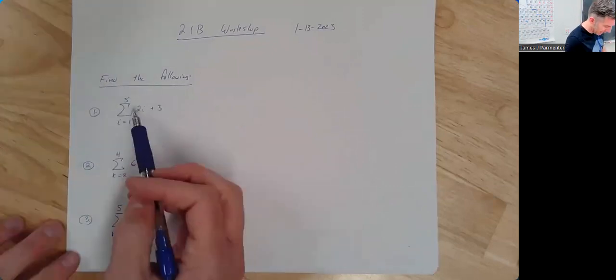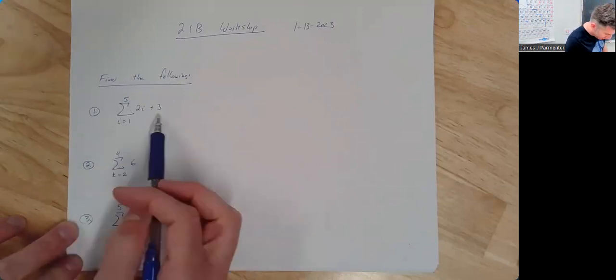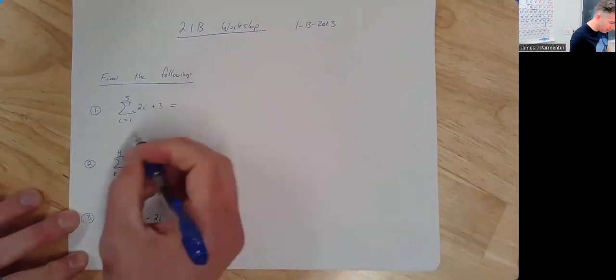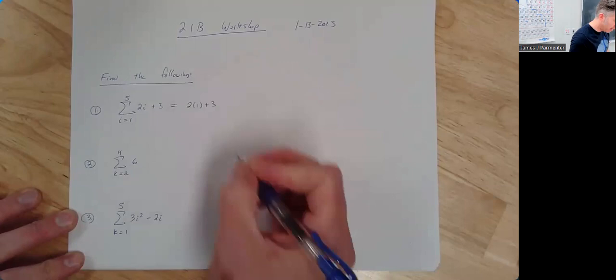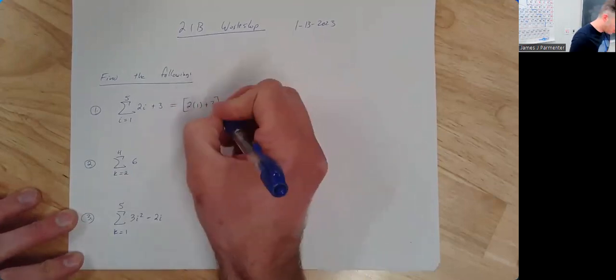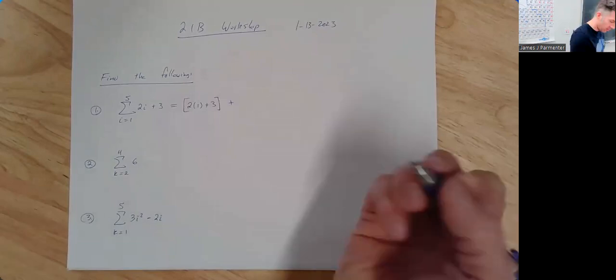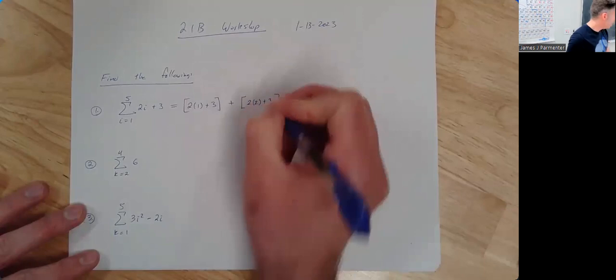So this means we're going to add up from i equals 1 to i equals 5 the function 2i plus 3. Ideally, what we're going to do here is plug in i equals 1 and get 2 times 1 plus 3. And then we're done with 1. Then we add and plug in i equals 2, and we're going to get 2 times 2 plus 3. And then we're done with 2.